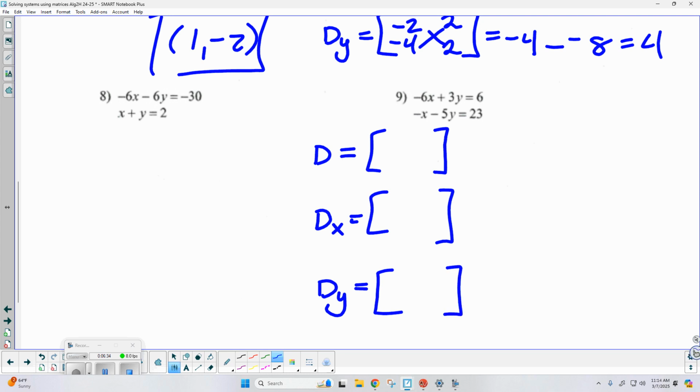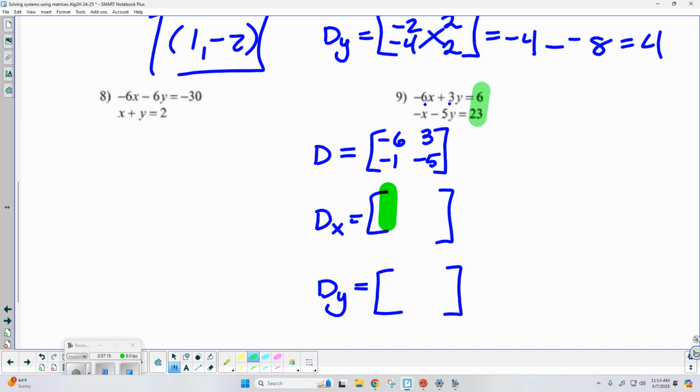Well, we call matrix D the coefficient matrix because I'm going to use what? The coefficients. So let's do the same thing. What are my top 2 coefficients from my system? -6 and 3. Because that's exactly what we have here in my top equation. So what would the bottom one be? -1 and -5. Now, we started talking about Cramer's rule yesterday. This is where the constants are going to play a more important role. My constants in this case are the 6 and the 23.